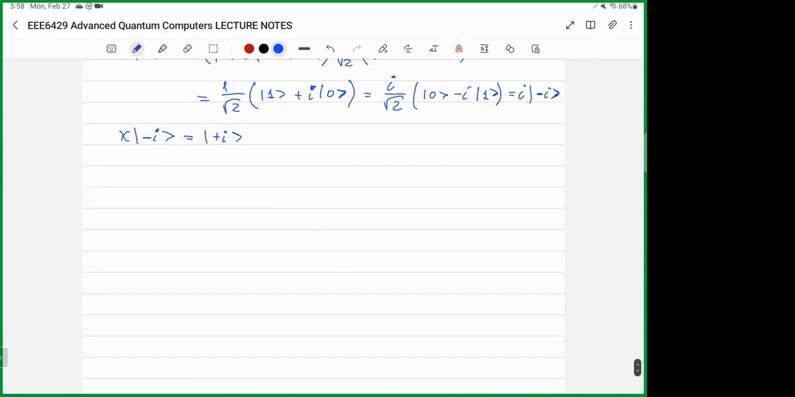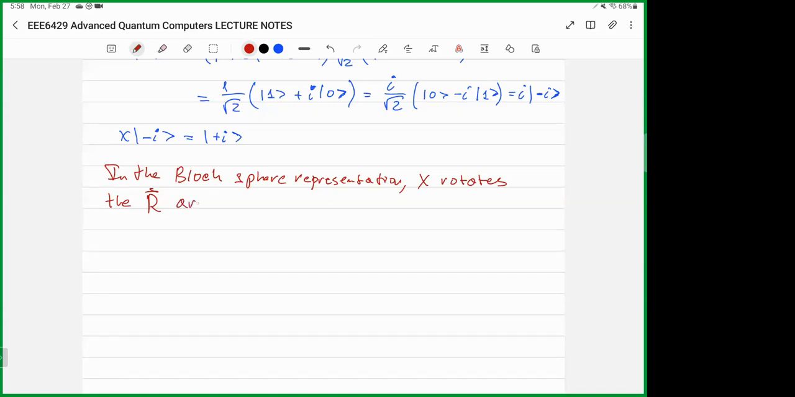Let's write this down. So in the Bloch sphere representation, the X gate rotates the vector state, which we denoted by r vector, around axis x by pi, or 180 degrees clockwise.